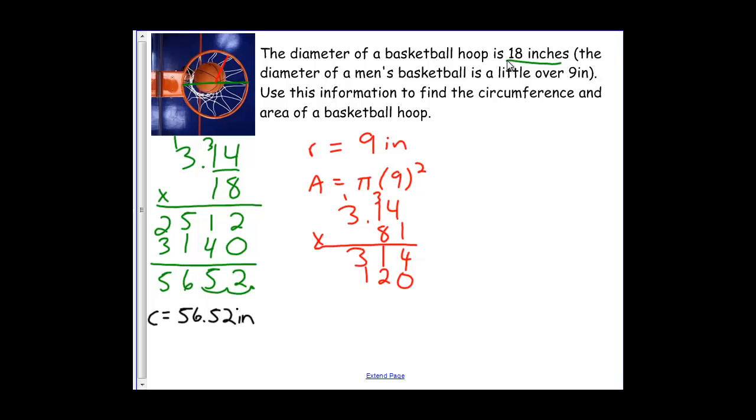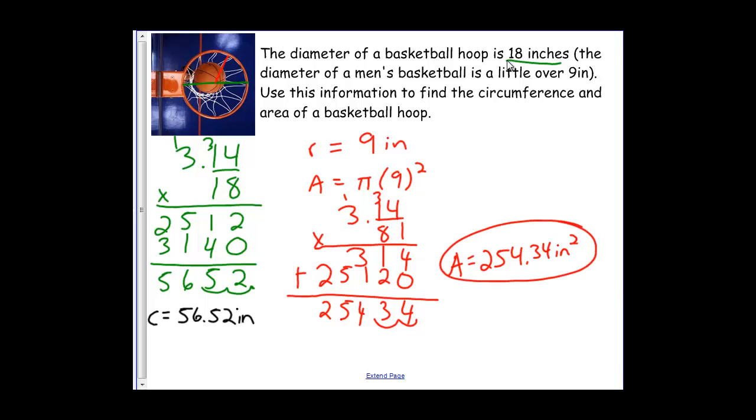Just so happens we kind of had some interesting relationships there. Should see similar multiplication though. Add them up. And then remember, count your decimal places. We have 2 decimal places up here. We have 1, 2 there. And you have an area of 254 and 34 hundredths inches squared.